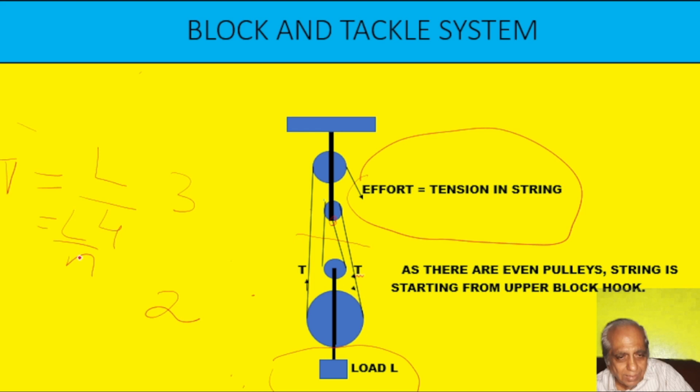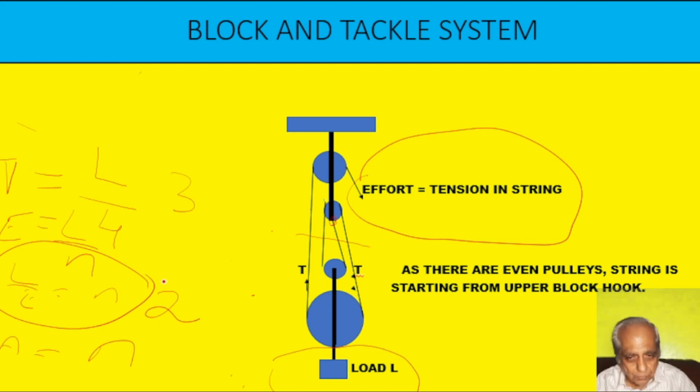Therefore, L upon E is equal to n. Therefore, mechanical advantage is equal to n, the number of pulleys. So this is the derivation of mechanical advantage of block and tackle system. Even if you have, suppose, 3 pulleys here, the number of strings will become 5. So whatever the number of pulleys in the block and tackle system, that is the mechanical advantage.